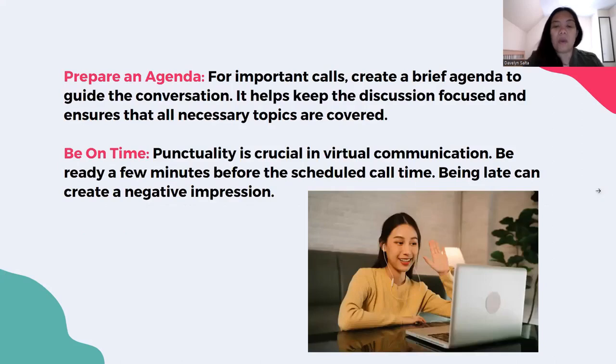And then prepare an agenda. For important calls, create a brief agenda to guide the conversation. It helps keep the discussion focused and ensures that all necessary topics are covered. Whether I'm involved or have a big part in the meeting, I always write down something during the meeting. I write down what my questions will be, and if there are any important things that I want to be discussed in that meeting, I make sure to write them down.